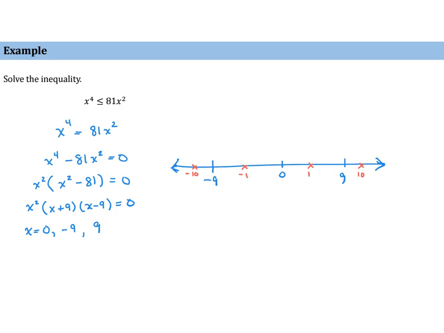So if we substitute negative 10 in, we obtain 10,000 is less than or equal to 8,100. That's false. If we substitute negative 1 in, we get 1 is less than or equal to 81. That's true. If we substitute 1 in, we get the same thing, so we get true. And if we substitute 10 in, we get the same thing as whenever we substituted negative 10 in. So let's shade the true intervals.